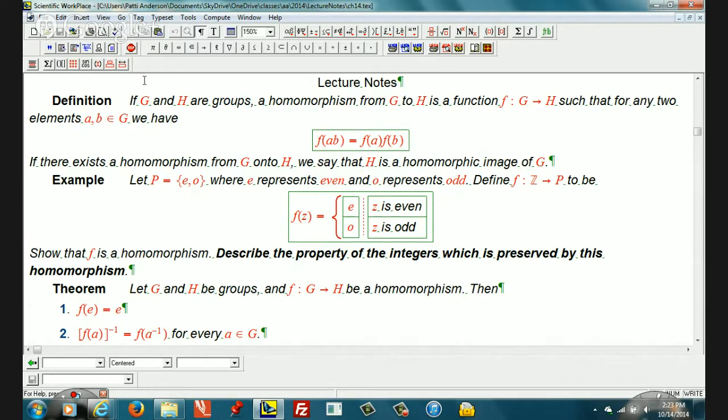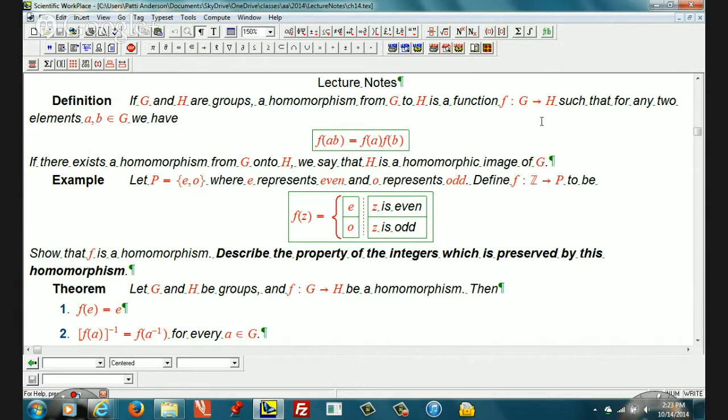Okay, so what is a homomorphism? If G and H are groups, a homomorphism from G to H is a function such that for any two elements a and b in G, you have f of ab equals f of a, f of b. If there exists a homomorphism from G onto H, we say that H is a homomorphic image of G.